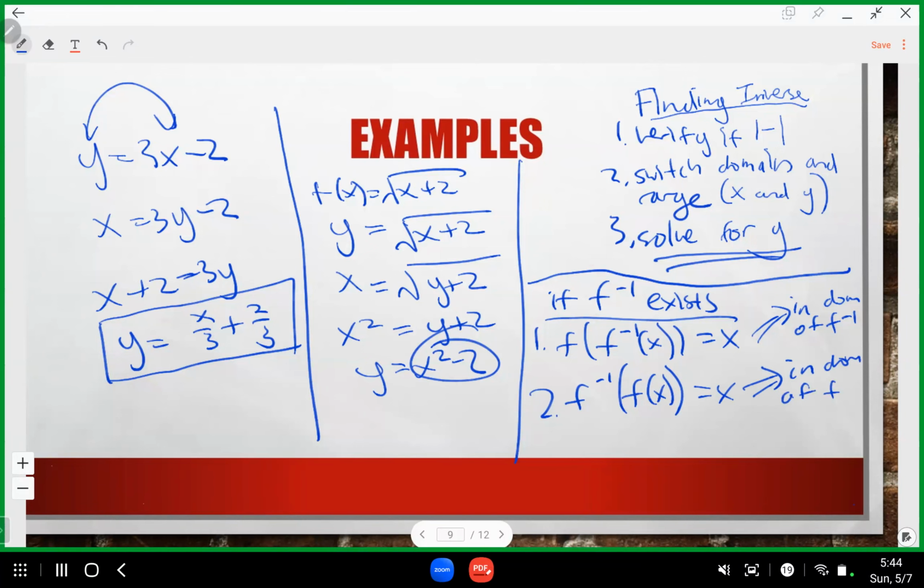So we also have a couple more identities pretty similar to this. We have: if f or g are one-to-one functions, and f of g of x is equal to x, and g of f of x is equal to x, then f and g are inverses, which is basically this. So that is the definition we have here.